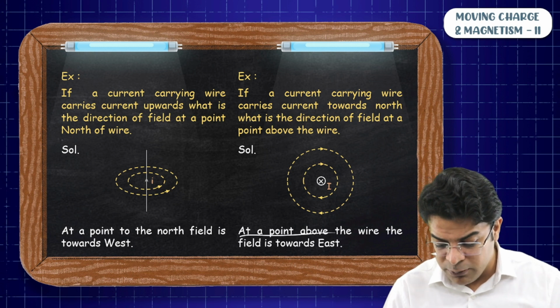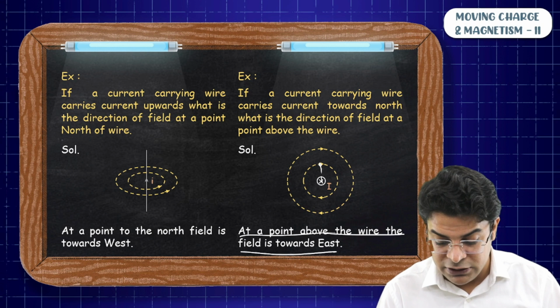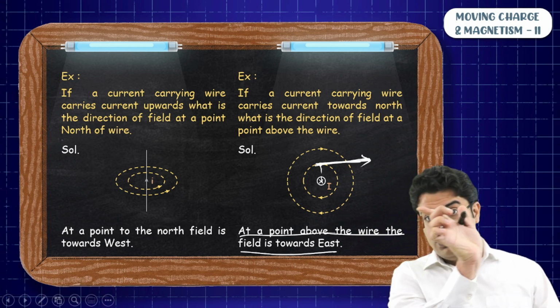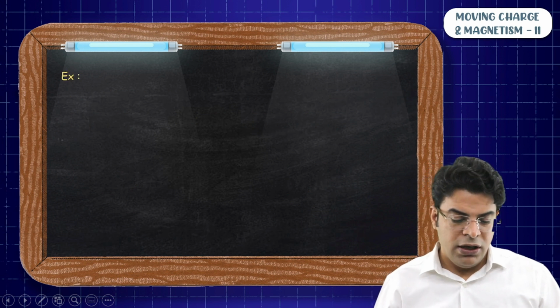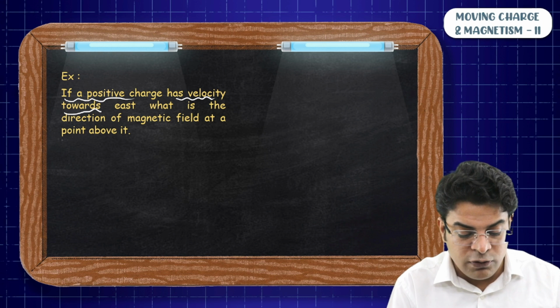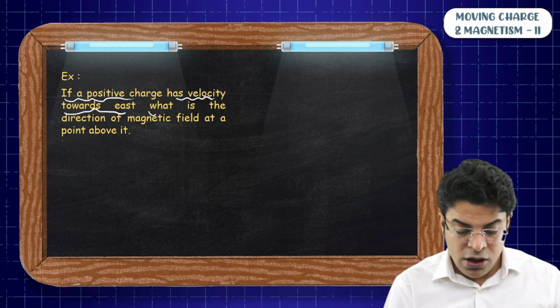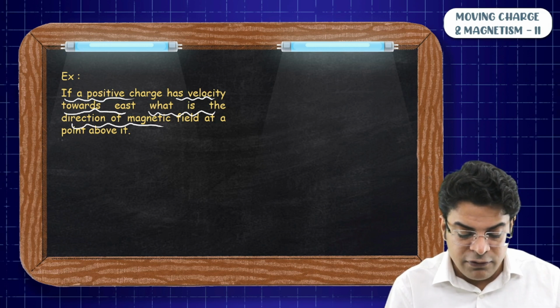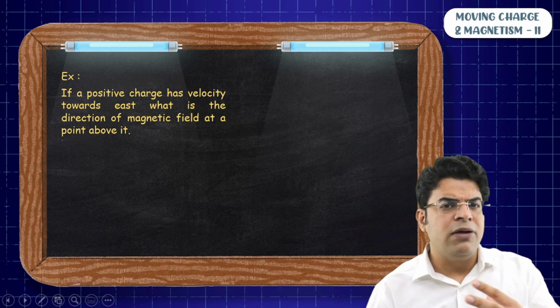So you'll say at a point above the wire, the field is towards east, to your right. Let's see the next example to understand better. Example goes like, if a positive charge has a velocity towards east, what is the direction of magnetic field at a point above it? The magnetic field created by the positive charge.